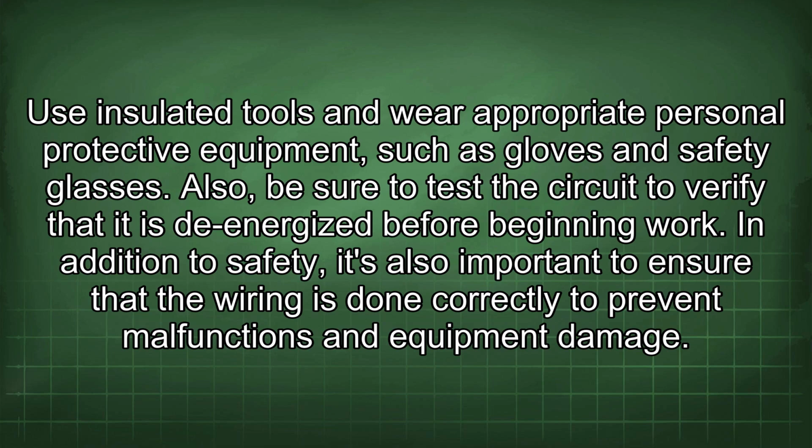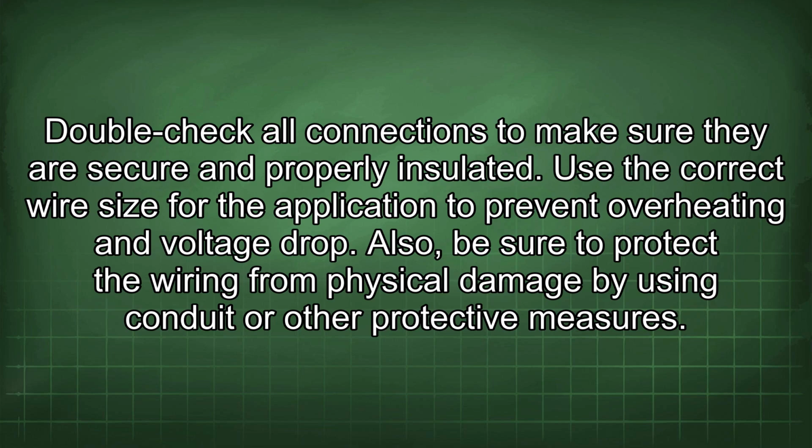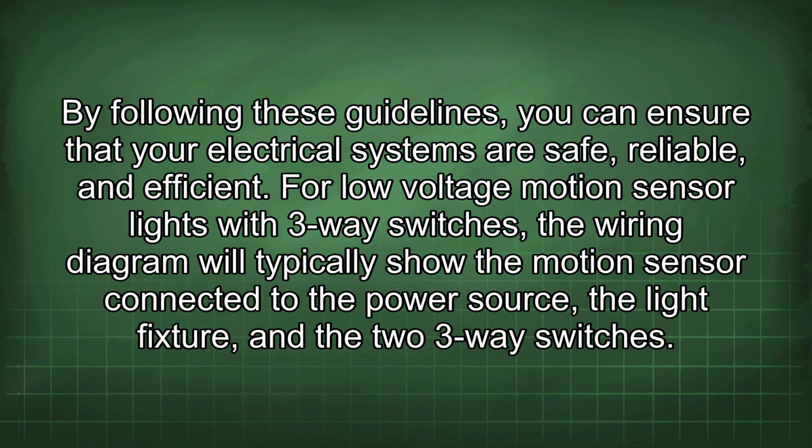In addition to safety, it's also important to ensure that the wiring is done correctly to prevent malfunctions and equipment damage. Double check all connections to make sure they are secure and properly insulated. Use the correct wire size for the application to prevent overheating and voltage drop. Also, be sure to protect the wiring from physical damage by using conduit or other protective measures. By following these guidelines, you can ensure that your electrical systems are safe, reliable, and efficient.